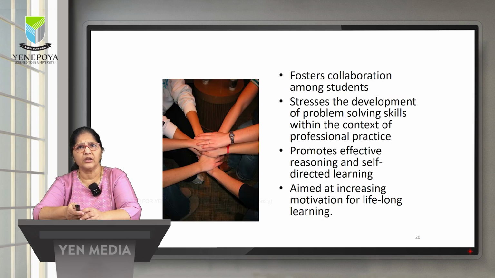It also fosters collaboration among students, because there is a lot of teamwork which has to be done. Each student is assigned some work, or they try to find out the information for others. So, there is no indifference, they have to work as a team with each other. It also promotes effective reasoning and self-directed learning, and by self-directed learning they mean motivation for lifelong learning.